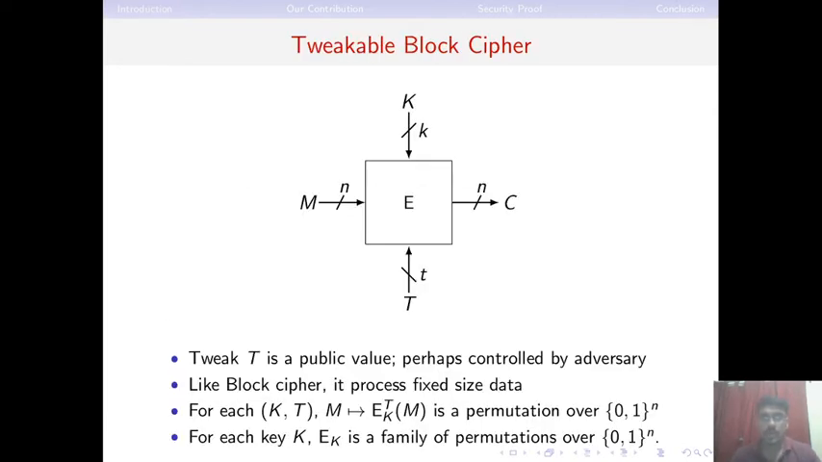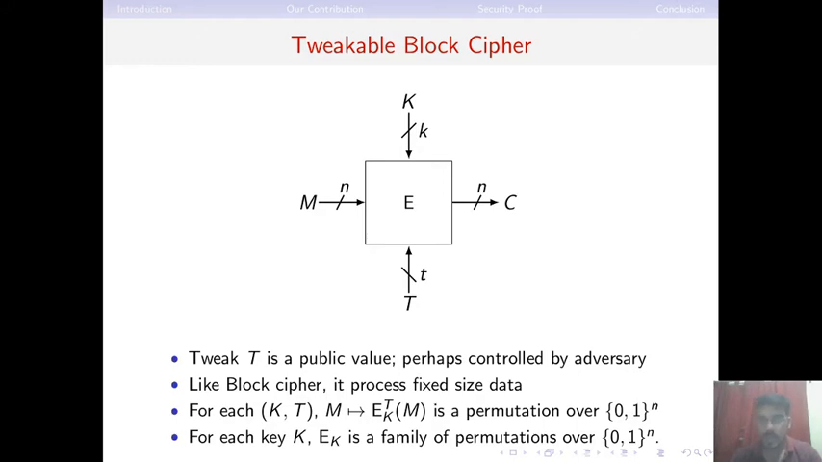So, a tweakable block cipher is a variant of a block cipher in which the primitive takes a message M, an input key K, and also a public value called tweak, T. And this tweak is perhaps controlled by an adversary. Like a block cipher, a tweakable block cipher also processes fixed size data. Moreover, for each pair of key K and tweak T, this function E_K^T is basically a permutation over {0,1}^n.